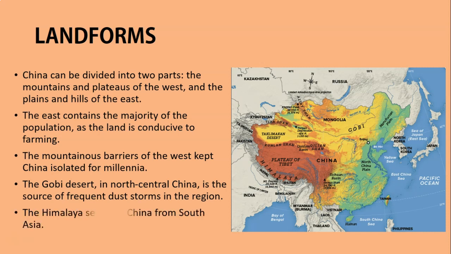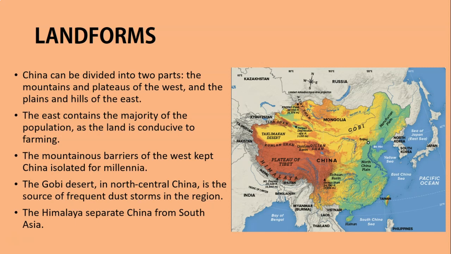All right. Our last major landform is in the southern section of China, and it is a part of that western mountainous region, and it is the Himalayan mountain range. Now, you've probably heard of the Himalayan mountain range. Its major impact on the people living there is that it has separated China, really, from the rest of South Asia.